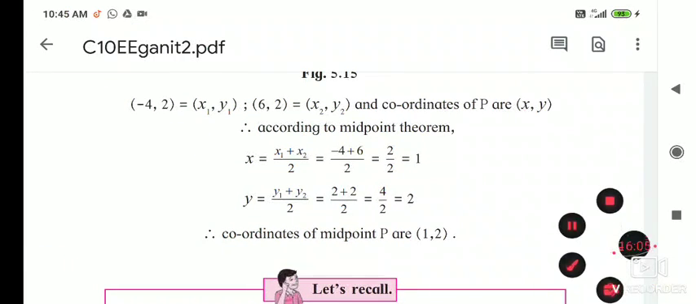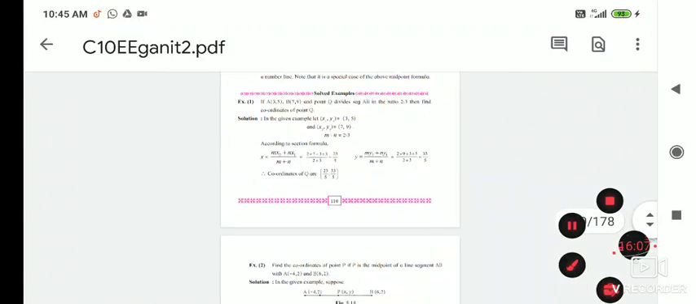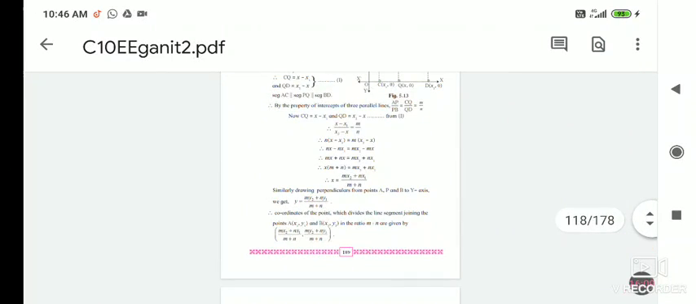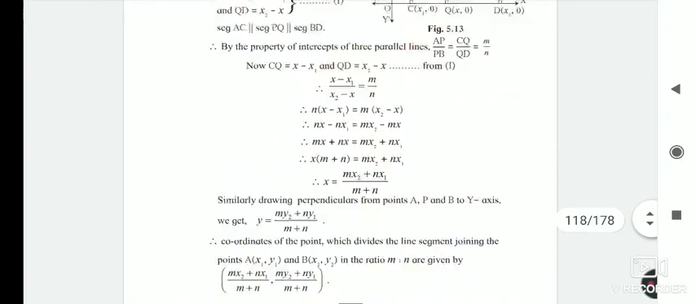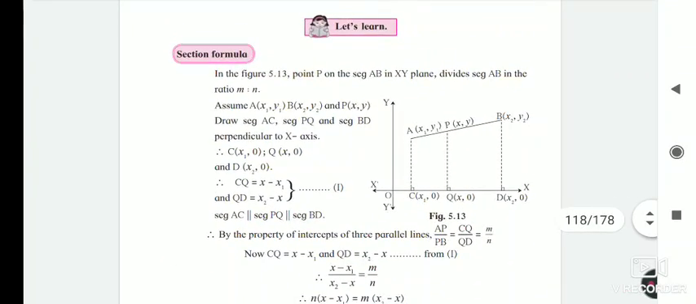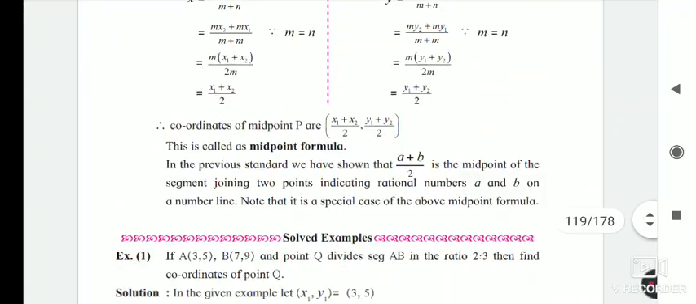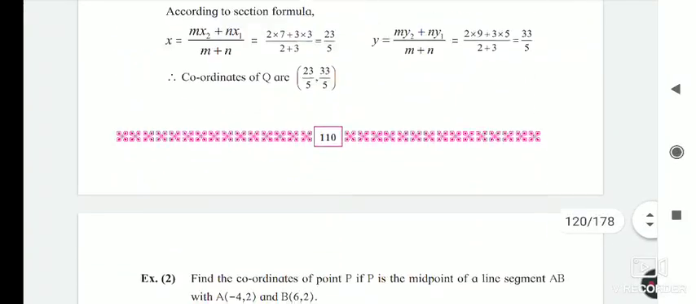Okay, so in this way we use the midpoint formula, and how to find the distance between the points, the section formula. Today we learned the section formula and midpoint formula and the examples based on it.